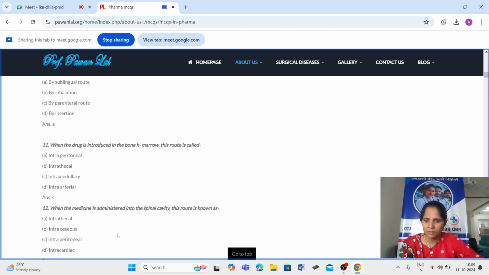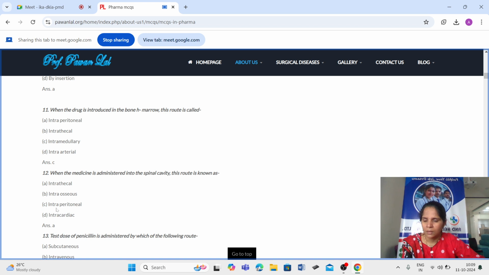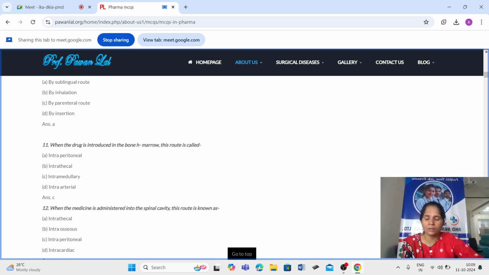Now next, when the medicine is administered into the spinal cavity, this route is what? Intrathecal, intraosseous, intraperitoneal and intracardiac. So the option is what? Intrathecal. If you are giving it into the spine, when we are going to give the injection in the spine, do you have any idea in which situation you will give the medicine through the spinal cord? When the spinal fluid is less, ma'am. That is one situation.